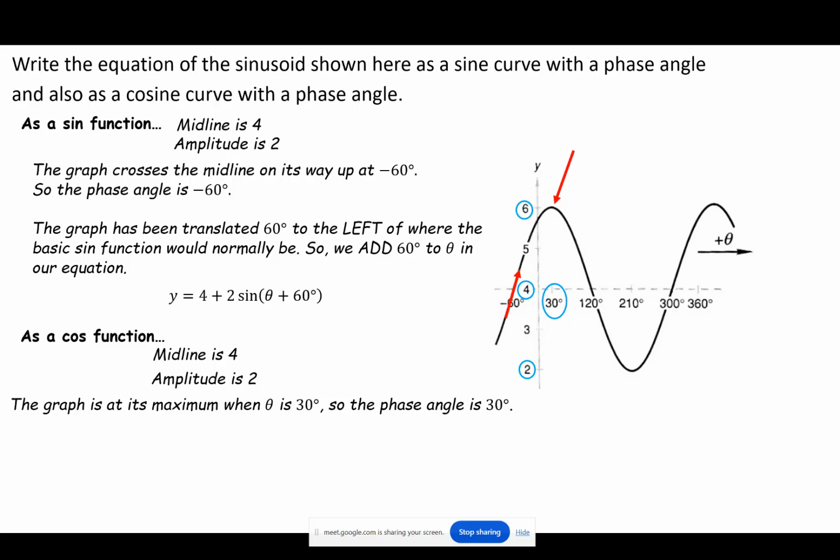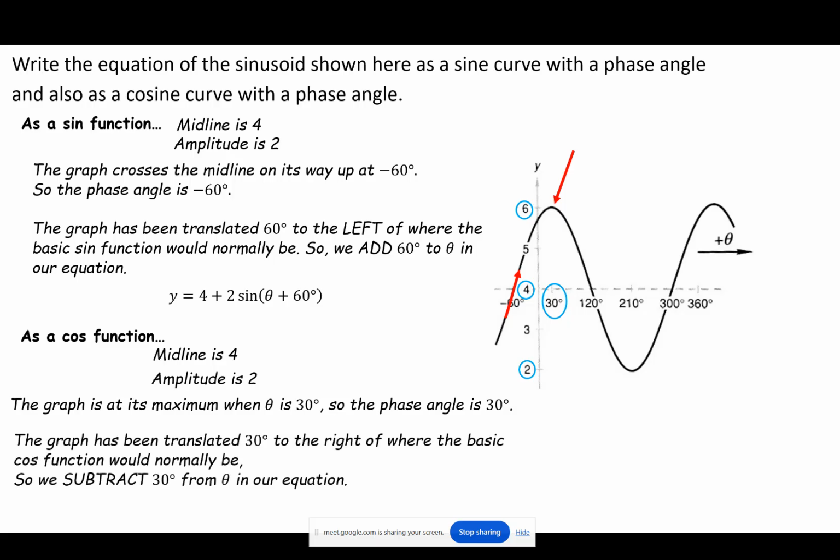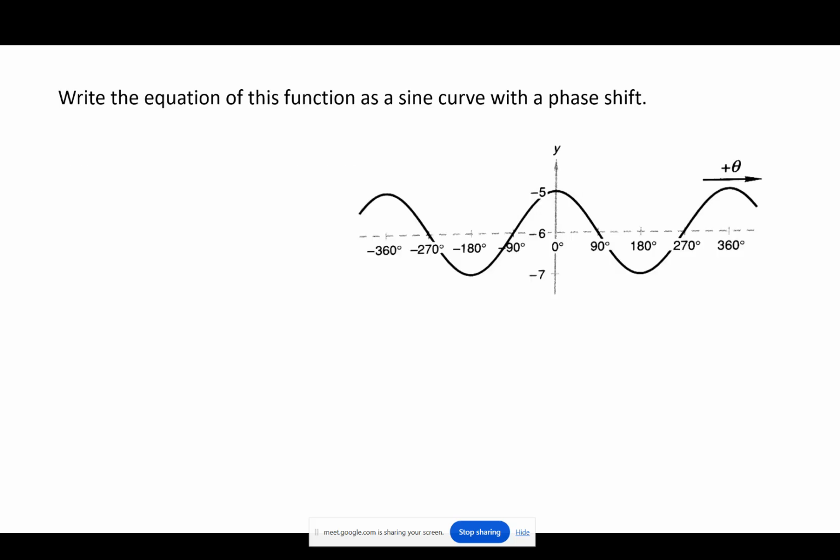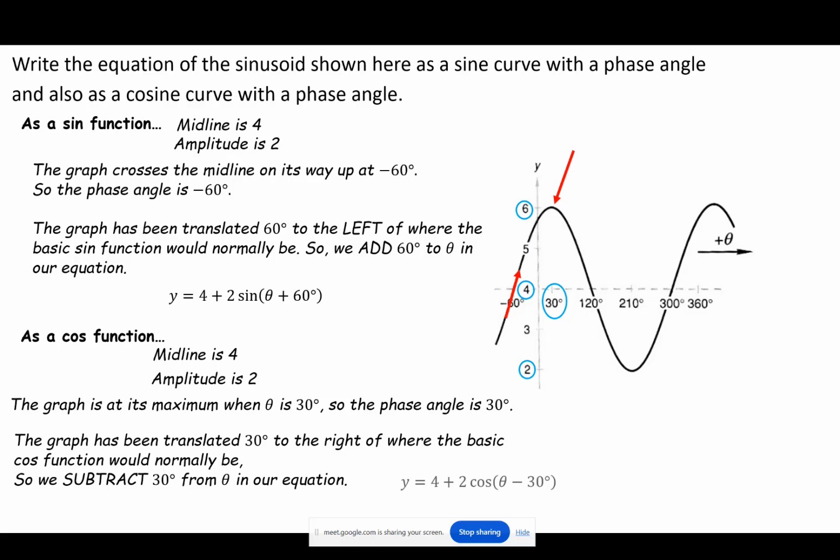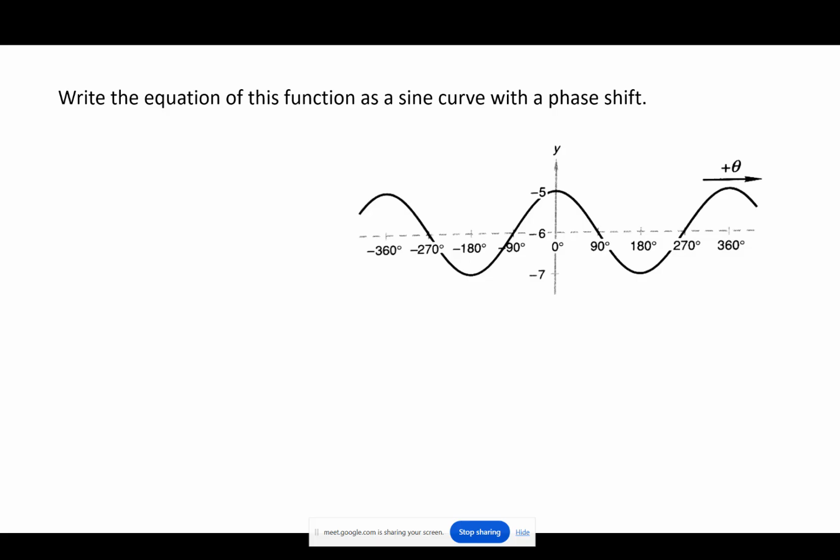So the phase angle is 30 degrees, and that means that the graph has been scooted 30 degrees to the right of where just a basic cosine function would be. So we need to subtract 30 from theta in our equation. So y is equal to 4, which is the midline, plus 2, the amplitude, times cosine of the quantity theta minus 30 degrees. Pretty straightforward. We'll do one more here.